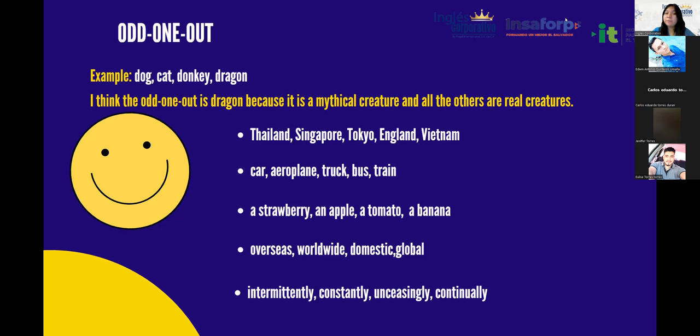All right. Any other idea about the first line? Just for the one that just joined, we are actually starting with the odd one out. The odd one out means the different, okay? So from Thailand, Singapore, Tokyo, England, and Vietnam, the odd one out is Tokyo because Tokyo is a city and the other ones are countries, okay? What about line number two? We have car, airplane, truck, bus, and train. Which one is the odd one out and why?